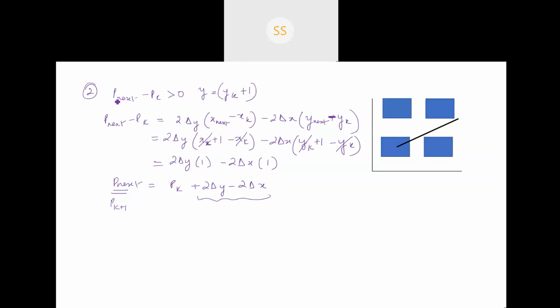in the case where p next minus pk is greater than 0. So I'll just summarize: if p next minus pk is less than 0, your new value of p next is always equal to pk plus 2 delta y. And when p next minus pk is greater than 0, your p next value is dependent on both the difference of your y value and the difference of your x value.